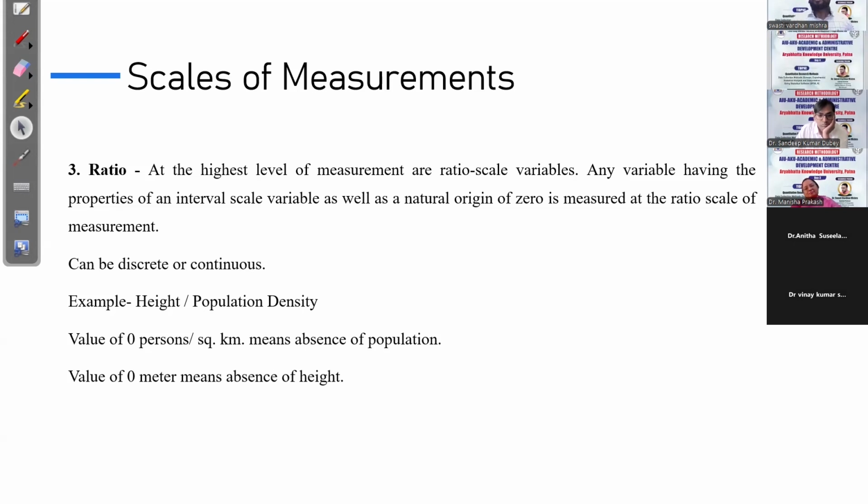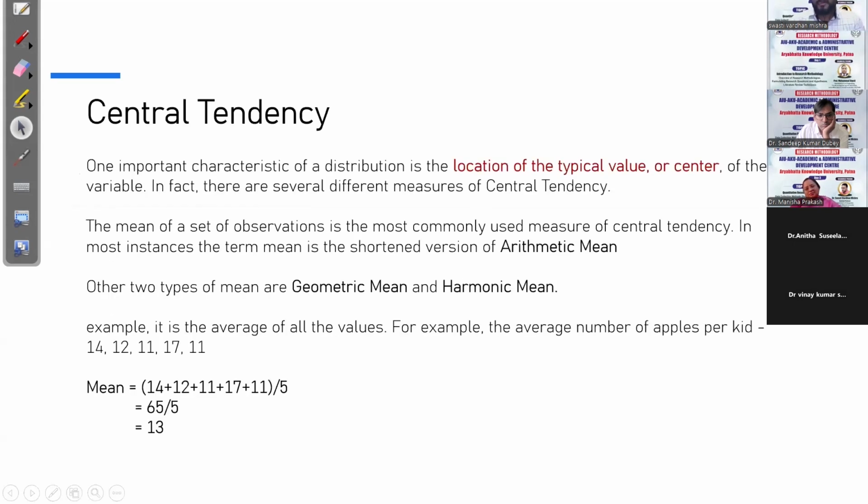It has a natural origin of 0. Means 0 matters. If you say 0 meter, it is at par with the mean sea level. If you say 0 persons per square kilometer, there is no population.